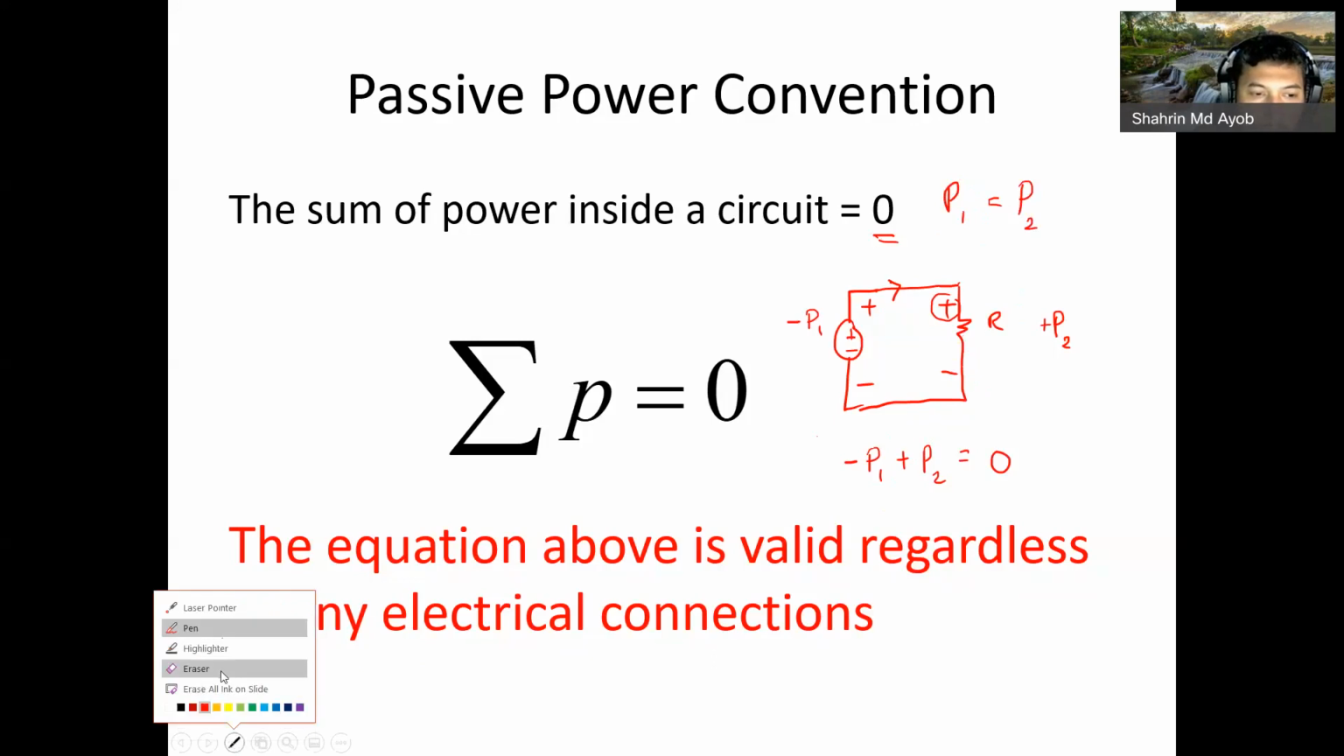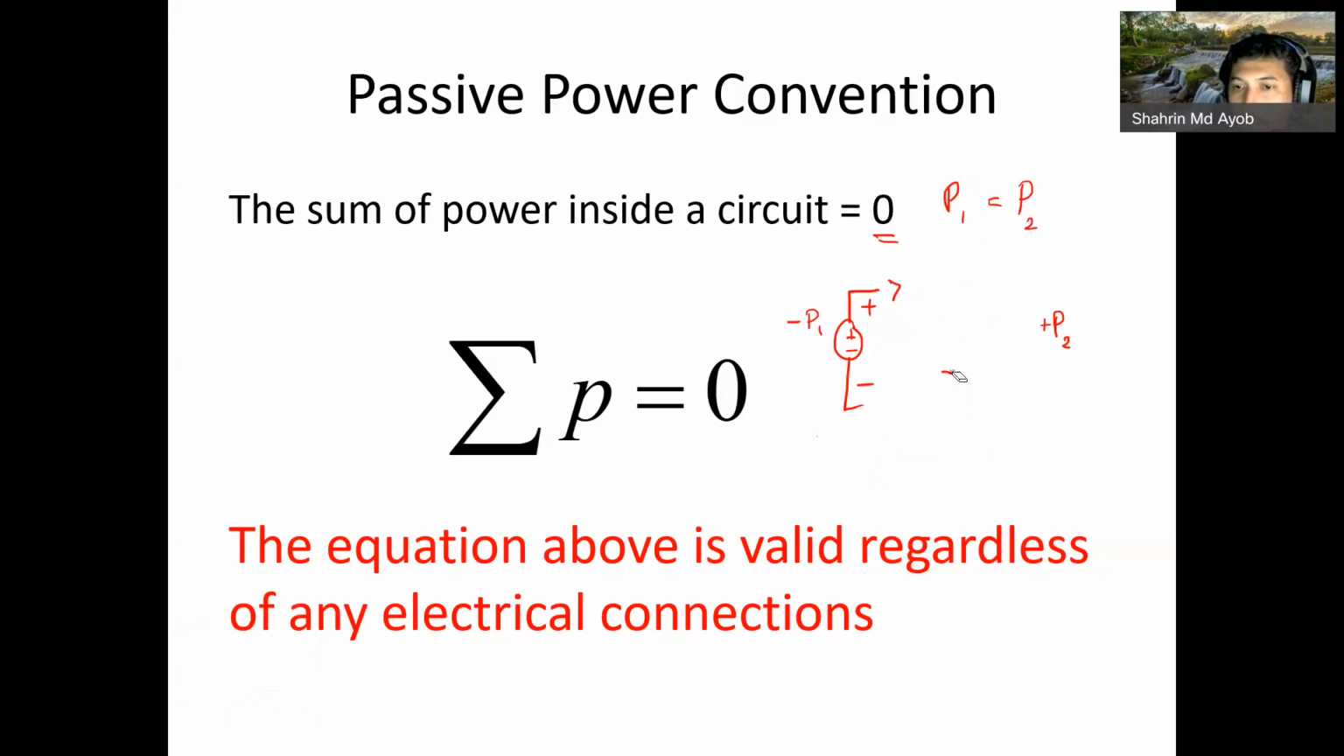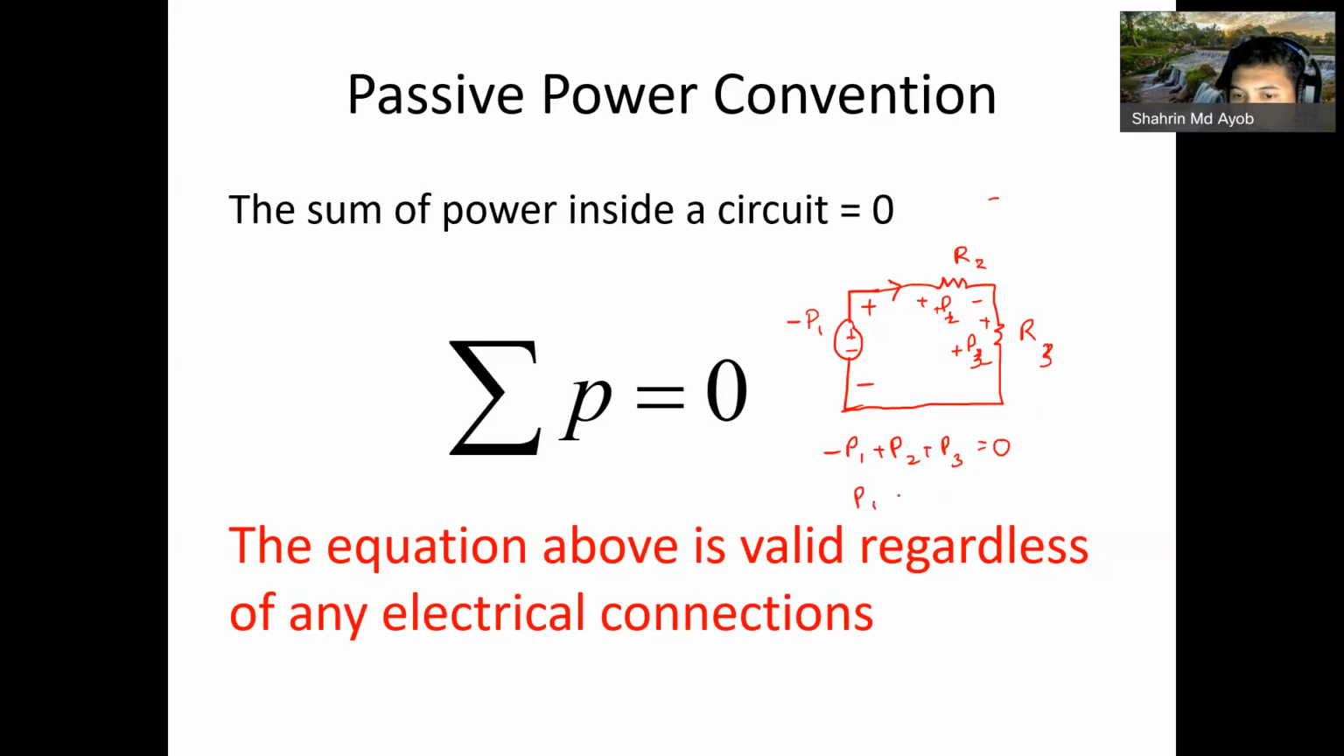Okay, so if I have another element, for example, I have two resistors. Since all the current is entering the positive terminal of the resistors, this one will become positive P2, and this one is P3. So the summation of power, negative P1 plus P2 plus P3 must equal 0, or I can also write P1 equals P2 plus P3, meaning that the power generated by the source will be absorbed by resistor R2 and also resistor R3.